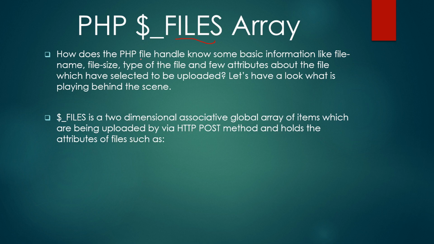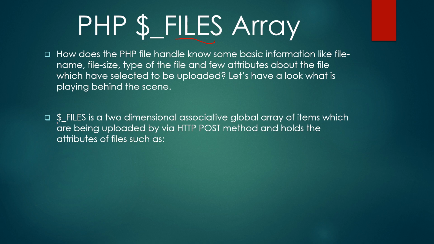How does the PHP file handle know some basic information like file name, file size, type of the file, and a few attributes about the file which have been selected to be uploaded? Even in the last video when we uploaded a file, the PHP file handle knew the name of the file, the file size, and the type of the file. We even printed the type of the file and we got PNG on the screen. So how has this happened? How does PHP know the type, the name, and the size of the file? We will learn that.